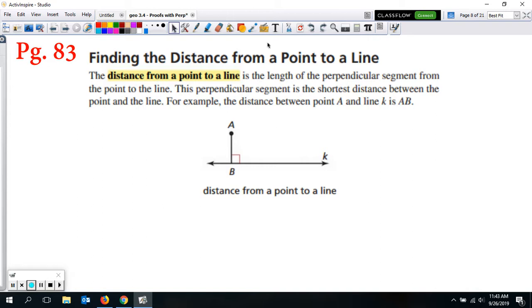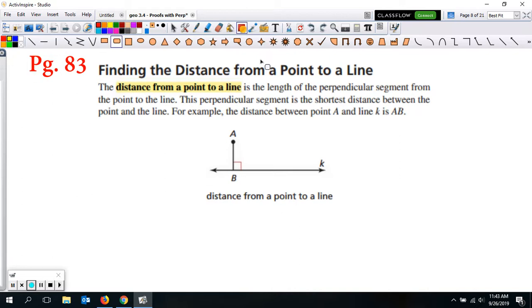It says right here, and you want to write the words down as well. The distance from a point to a plane is the length of the perpendicular segment from the point to the line, and that's what this is right here. So here's your point A, here's your line K. The distance from A to K is always going to be at a right angle right here.